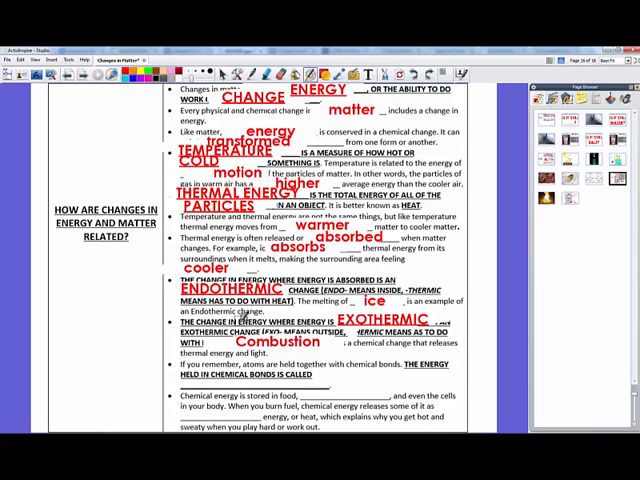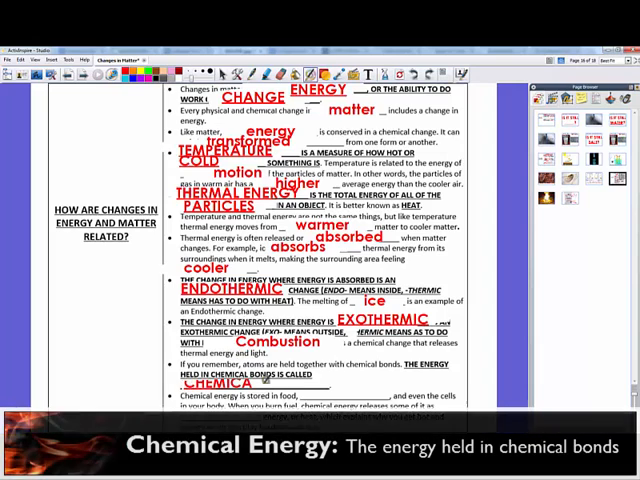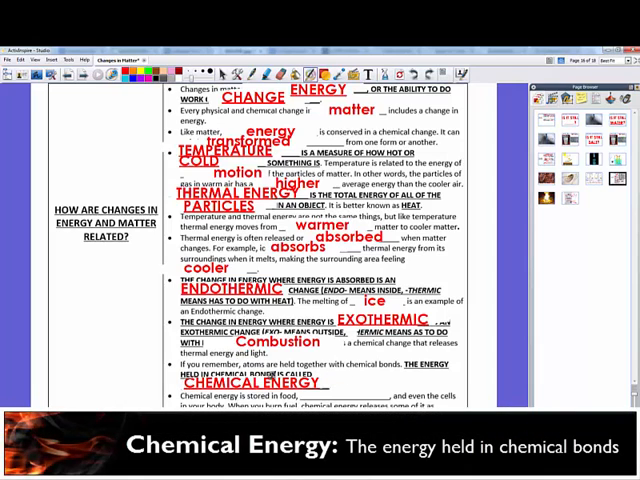Now, one last thing about energy and matter being related is that atoms are held together from the last lesson with chemical bonds. And the energy held in chemical bonds is what we call chemical energy. And chemical energy can be stored in food, fuels, and even the cells in your body, like fat cells. Fat cells are full of chemical energy. They have complex molecules and stuff that hold them together.